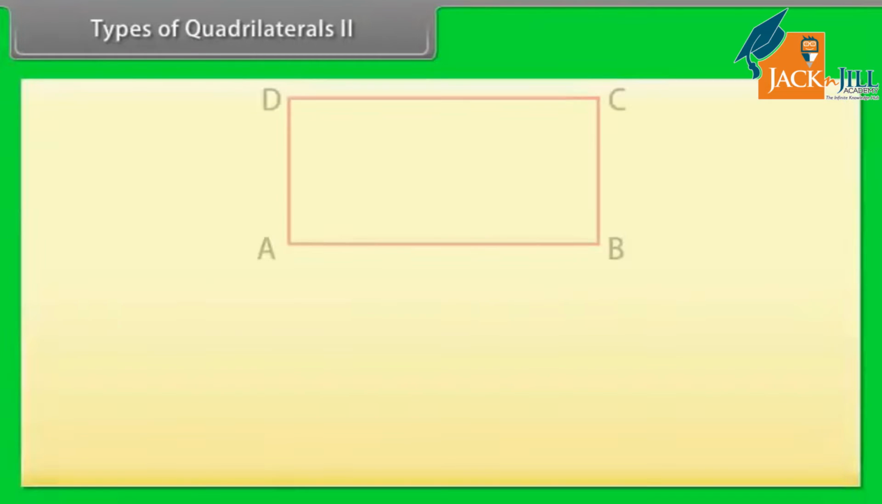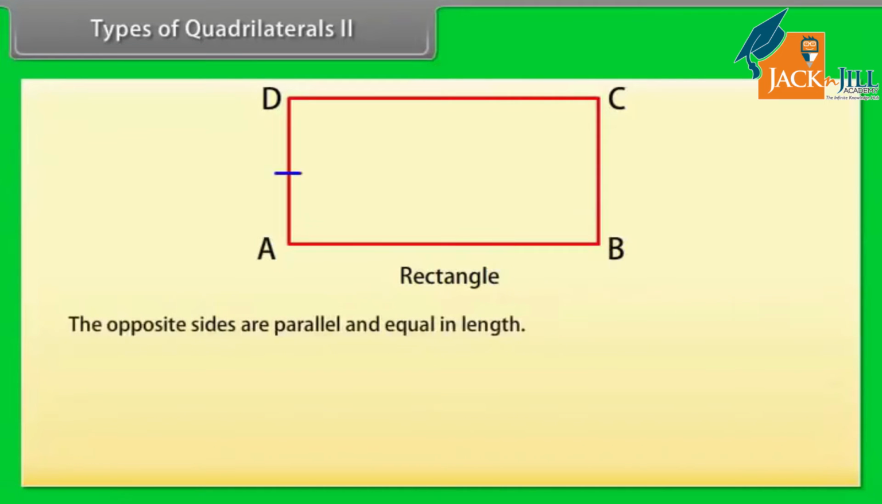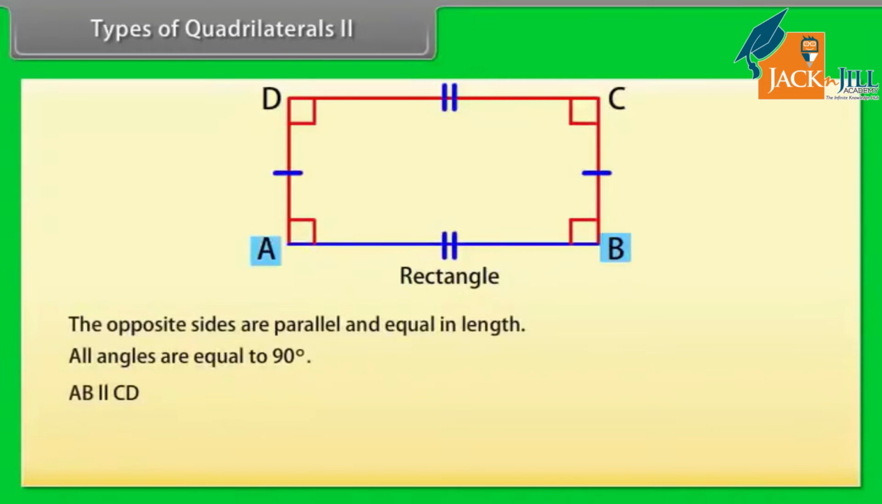Types of quadrilaterals. 2. Now come to rectangle. In rectangle, the opposite sides are parallel and equal in length, and all angles are equal to 90 degrees. Here, AB is parallel to CD and AD is parallel to BC, and the angles A, B, C and D are of 90 degrees. So, ABCD is a rectangle.